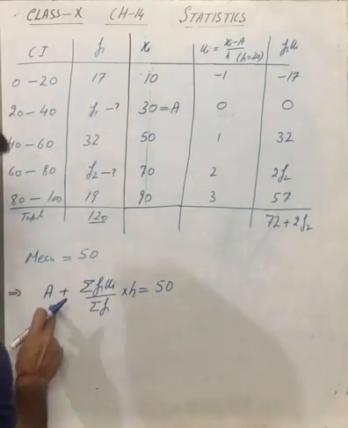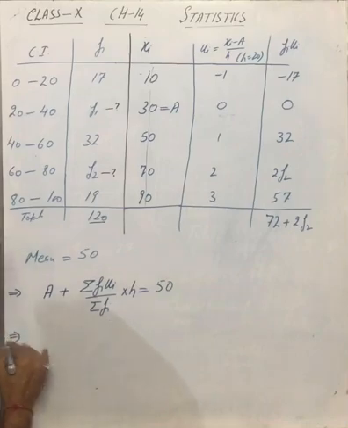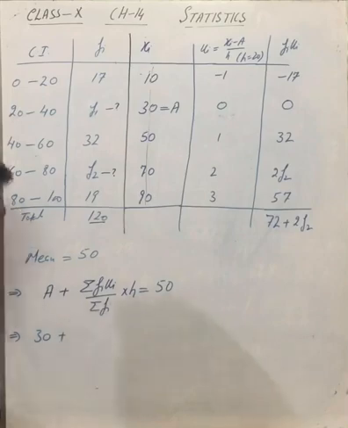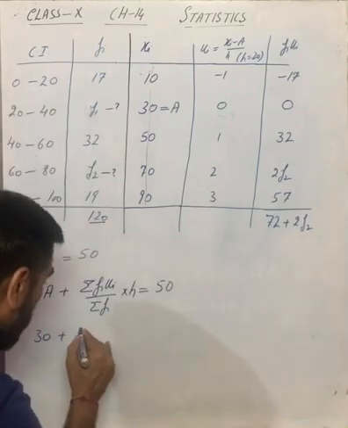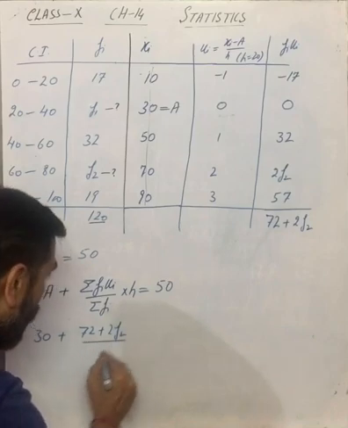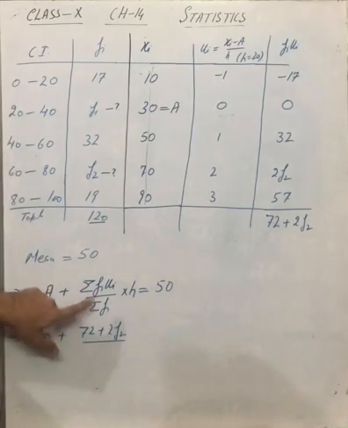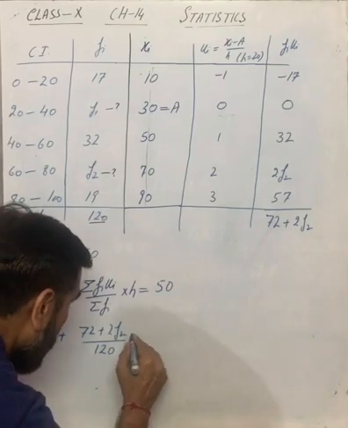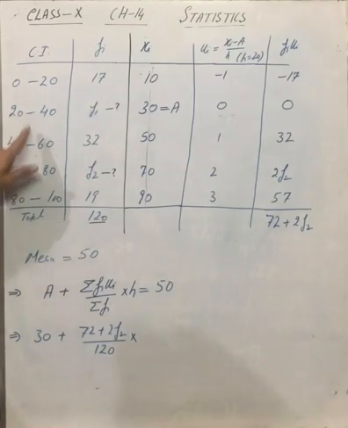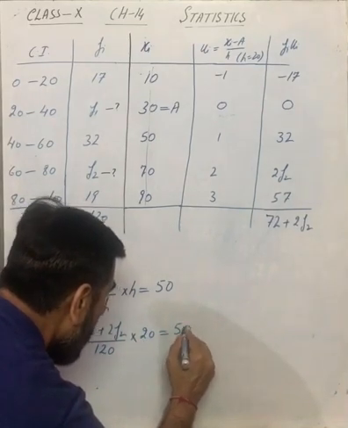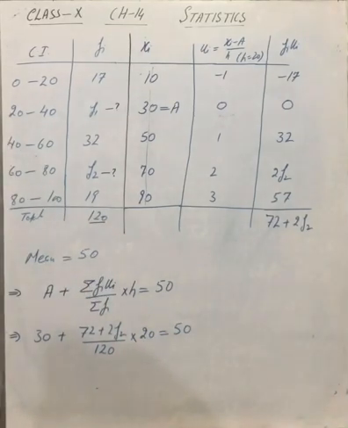Now putting the values here in the mean. A is 30. Summation fi ui is 72 plus 2f2, over summation fi, 120, which is given, into h, the class size, which is 20, is equal to 50. I hope it's clear to you.